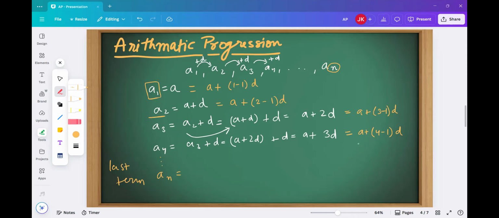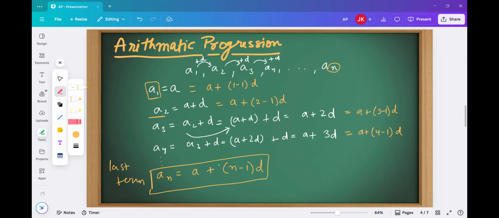So like all of the terms, I can write it as A plus, and like here it's 4. So here, instead of 4, we have N. So I'll replace this by N minus 1 into D. So this is how we actually get a formula. And this formula is for the last term of the AP, right?